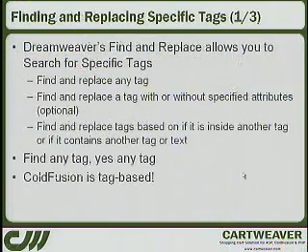Finding and replacing specific tags. Dreamweaver has find and replace that lets you search for any tag, whether you're using XML, ColdFusion, HTML, XHTML, whatever. But you can find a specific tag and do all sorts of really cool filters on it that will allow you to look for things with specific attributes or a tag that's missing an attribute, and then replace the tag based on whether or not it is inside another tag. So only replace a div tag if it's inside a table. If it's outside of a table, then don't do anything to it. You can get really detailed.